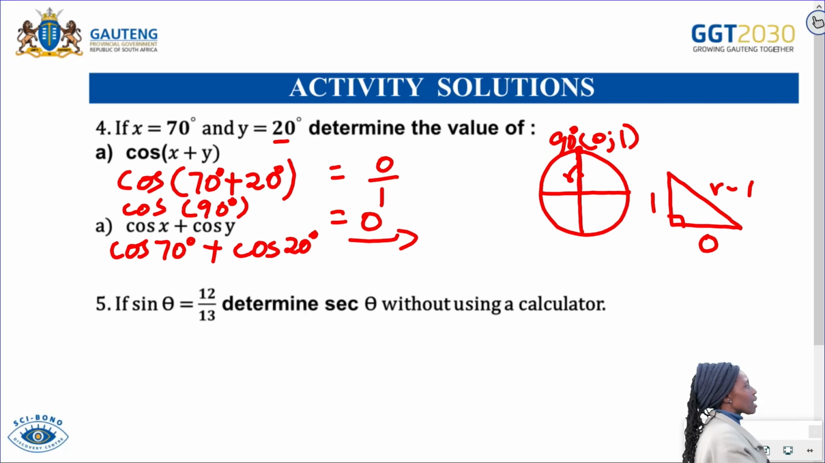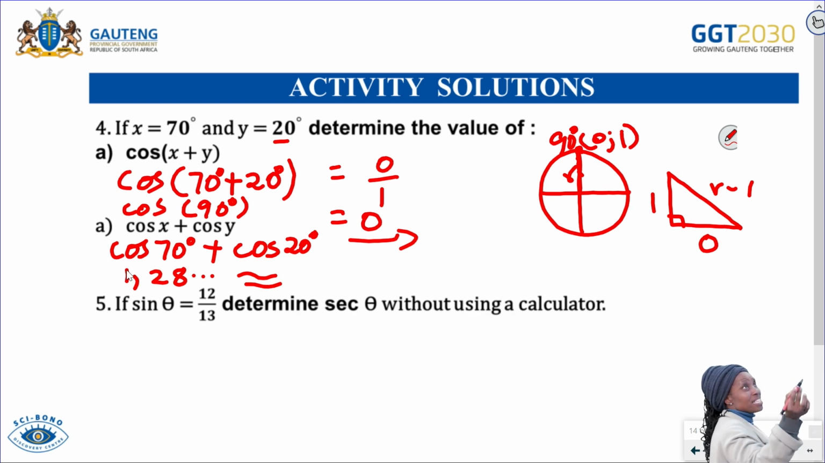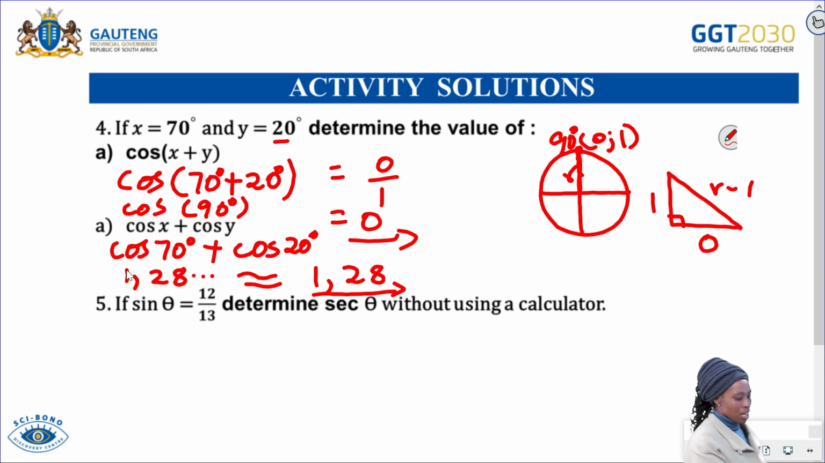So cos 70 plus cos 20 will give you 1,28 and many other numbers, which I can round off to 2 decimal places. They didn't tell me. I just round off to 2 decimal places, 1,28. That is my cos x plus cos y.